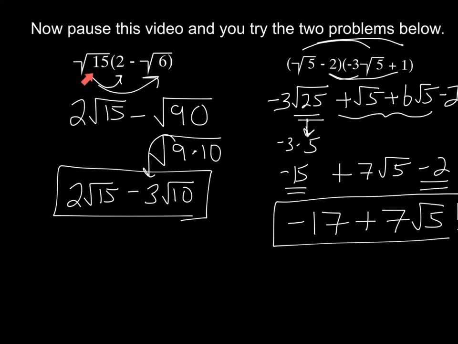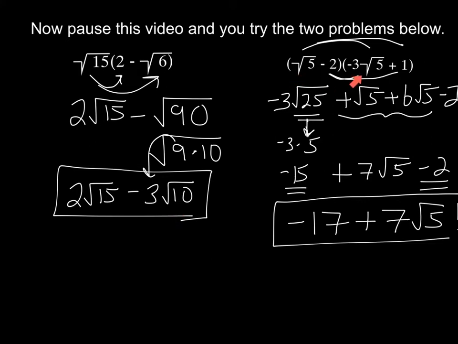In the first one, I distributed the radical 15 to the 2, and that gave me 2 radical 15. I distributed the radical 15 to the 6, and that gave me radical 90. 90 is 9 times 10, 9 being my perfect square, and comes out as a 3, and that is where I ended up with the 3 radical 10. In the second one, I went ahead and FOILed.